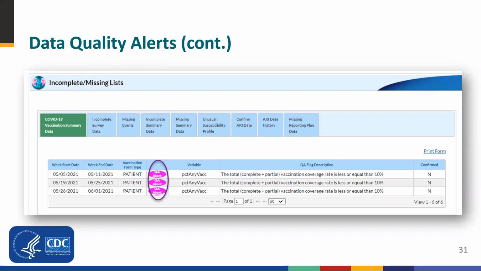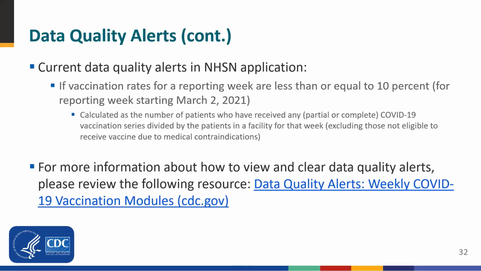By selecting the pink QA alert icon, users will be redirected to the data collection form to review and edit their data accordingly. A current data quality alert in the NHSN application generates if vaccination rates for a reporting week are less than or equal to 10%. And this is for a reporting week starting with March 2nd. This is calculated as the number of patients who have received any partial or complete COVID-19 vaccination series divided by the number of staff in the facility for that week. Please note this excludes those not eligible to receive the vaccine due to medical contraindications.